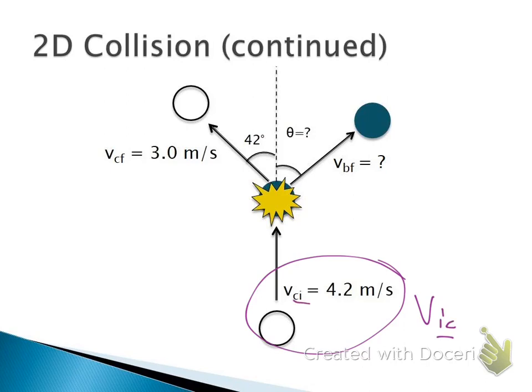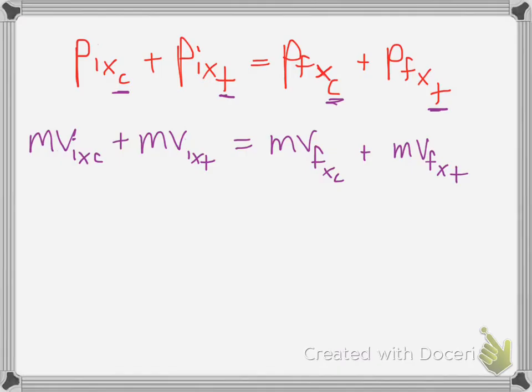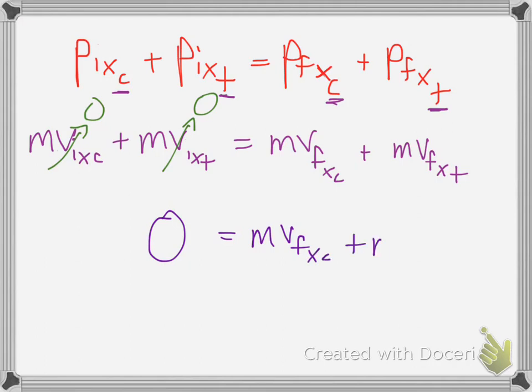It's the same thing. The initial cue ball's velocity in the x direction is 0, and the target ball wasn't moving at all, so both of its x and y initial values are 0. So that means I can cross out this one to be 0, and this one to be 0. All right, the entire left side of my equation is 0. So that means it equals mass times the final velocity of the cue ball in the x direction plus mass times the final velocity of the target ball in the x direction.